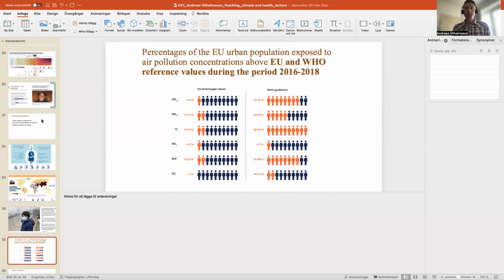And if we look at the percentage here of the EU urban population, we sometimes think we don't have that kind of polluted air here, but we are also exposed to air pollution concentrations above both the EU and the WHO reference values.